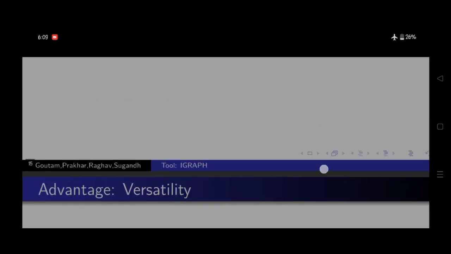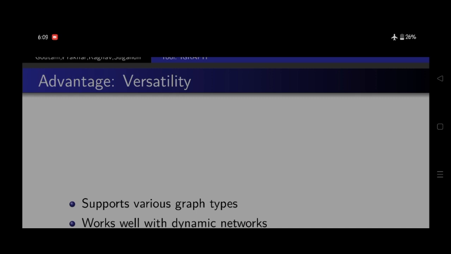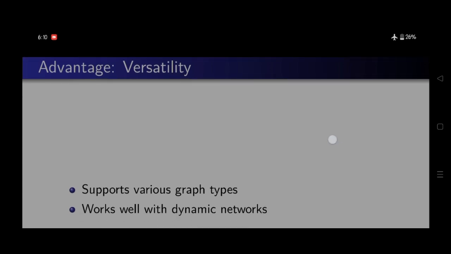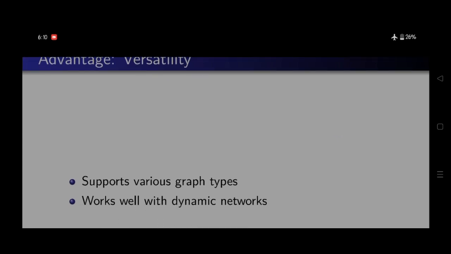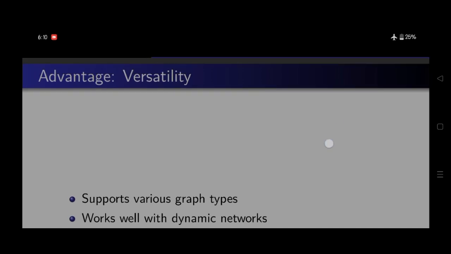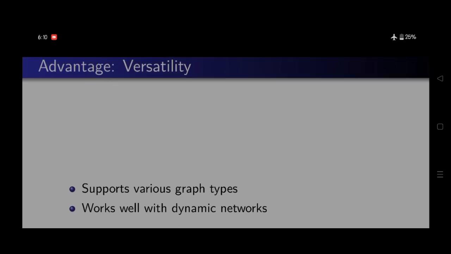Next, we will talk about versatility of iGraph. iGraph supports many graph types, as Gautam has already told you about types of the graph: directed graph, undirected graph, weighted graph, and bipartite graph. These are all supported by iGraph. So we will not go into the definition of it. Then when we talk about versatility, we can also talk about dynamicity of the graph, in which new edges are constantly added and deleted. So in dynamic graphs, iGraph is very useful.